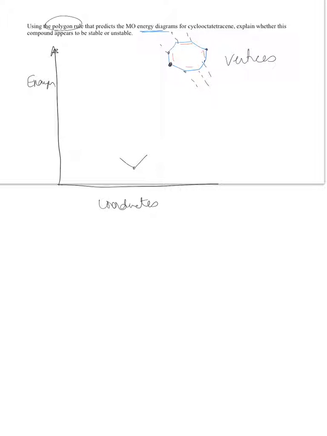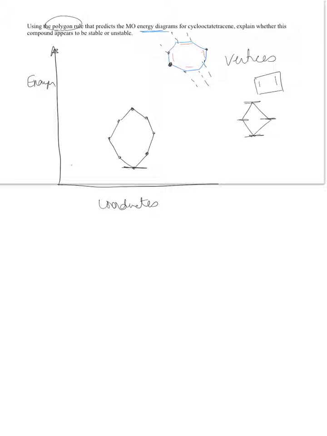So we got 1, 2, 3, 4, 5, 6, 7, and then go to the last one, 8. You see how that's kind of funky? If you do cyclobutadiene, that's a little bit easier, right? Because you're making a diamond. And then those are your molecular orbital energy levels where you can place your electrons.